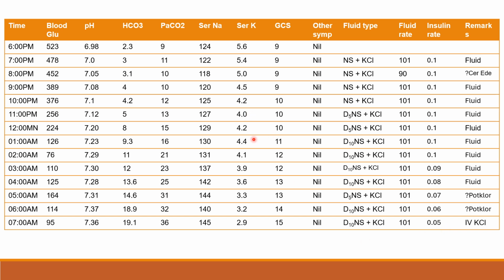But with treatment, you see, as the insulin goes on, potassium is falling. So as the potassium starts falling, we have to add the potchlor syrup or IV potassium chloride. If the patient is able to take, as is indicated by improving GCS, we can give oral potassium, or if the patient is not able to take, or if there is severe hypokalemia, we have to give IV potassium chloride via the central line at a rate not more than 0.4 millimole per kg per hour.